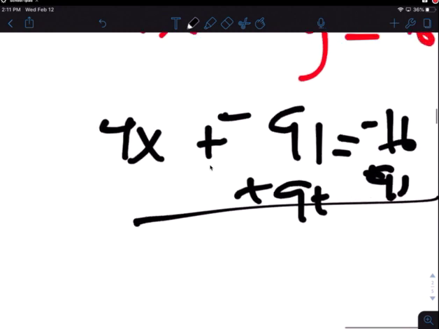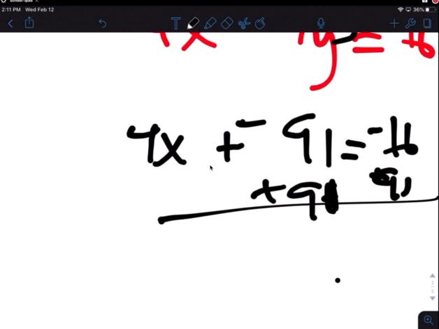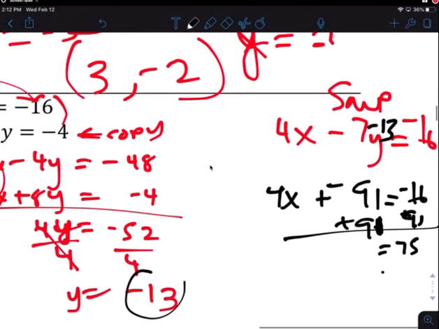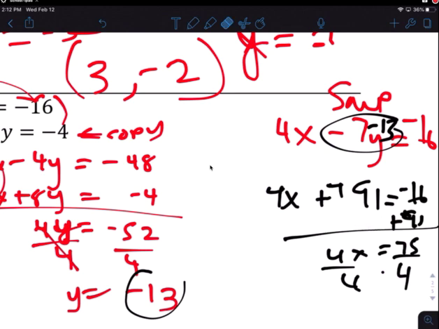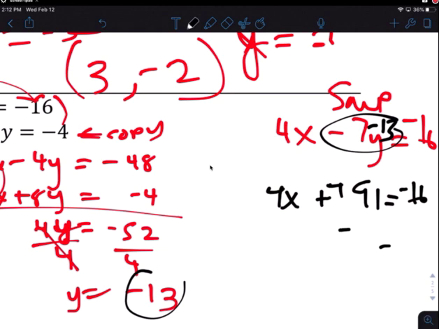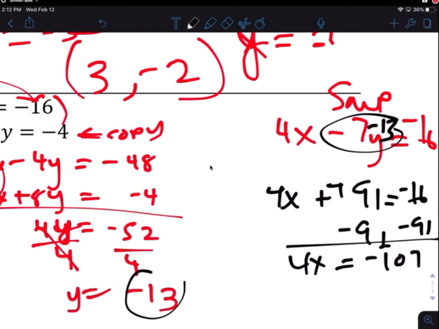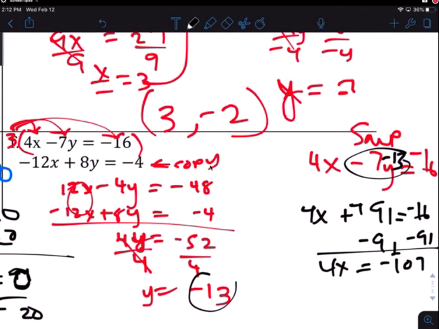Subtract that 91, subtract 75. Divide by 4. Something is wrong. Oh, this is positive. 2 negatives is positive, that's why. I knew something was wrong. Minus 91, minus 91. You get 107 equals 4x. Copying something wrong. 2 negatives is a positive, that's 4x, that's negative 16.